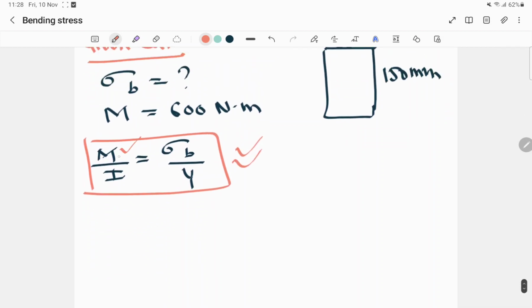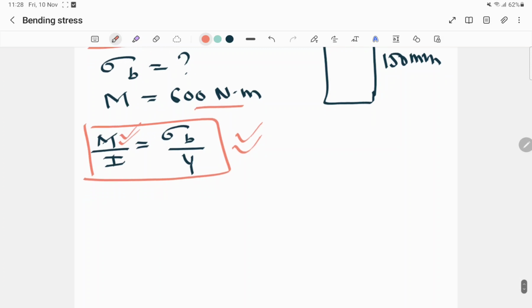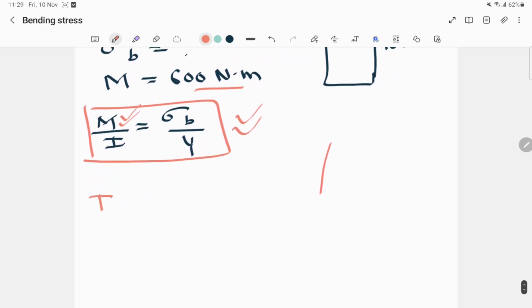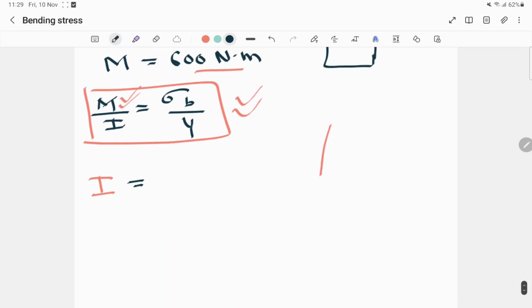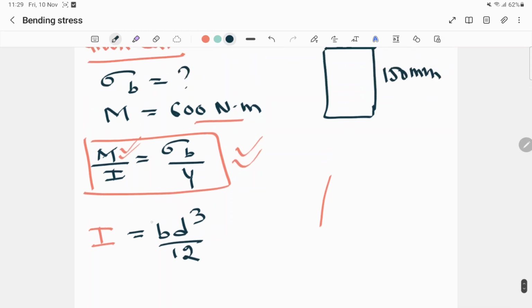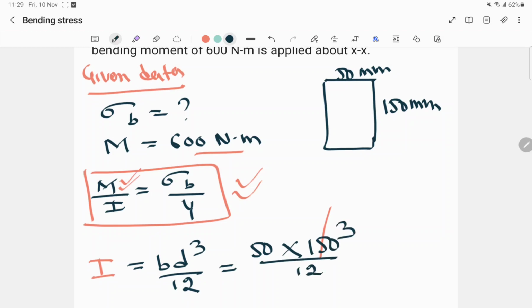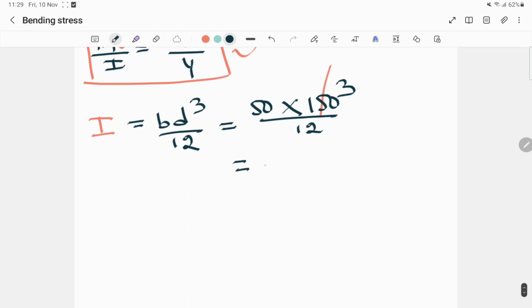Now the moment is already given in the question, and for the I value, I is nothing but the moment of inertia. The moment of inertia for a rectangular section is b d cube by 12. Both b and d are known, we just need to put in the values. b is 50 into d is 150 cube divided by 12. So we'll get the answer around 14.06 into 10 to the power 6 millimeter to the power 4.